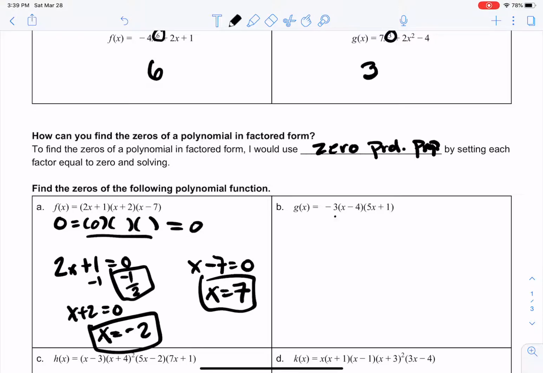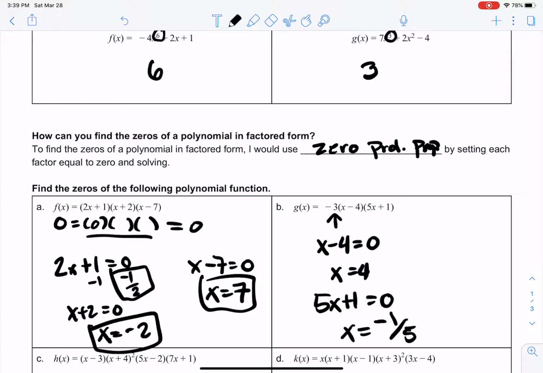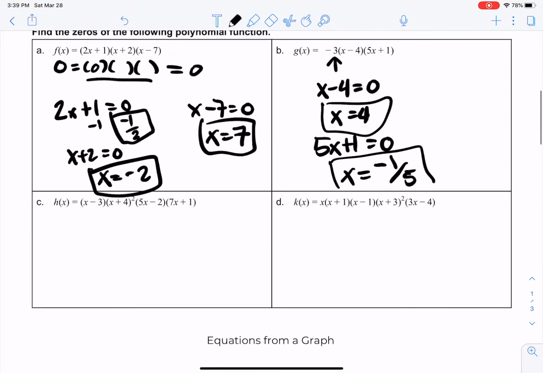Okay, in this example B, the 3 doesn't matter, it's just our multiplier, it's just the a value, so it doesn't change where the roots are, it just changes the stretch or compression, stretch in this case, and this thing's going to face upside down. But for solving for the roots, we do the same thing. x minus 4 equals 0, so x equals 4, or 5x plus 1 equals 0, so x equals negative 1/5 when we solve for x, giving us those 2 roots for that quadratic. Okay, same principle applies down here.